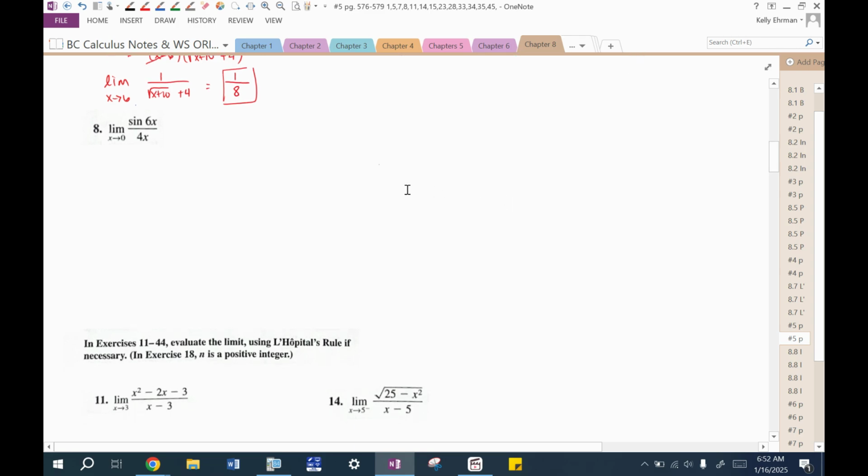Okay, number 8, this was one of those kind of tricky ones. So remember we had the limit as x approaches 0 of, like, if this were sine of 6x over 6x, then I would have the limit equal to 1. I just realized a different way to do this. I did it kind of a crazy way with identities in my original answer key, but I'm going to change this up.